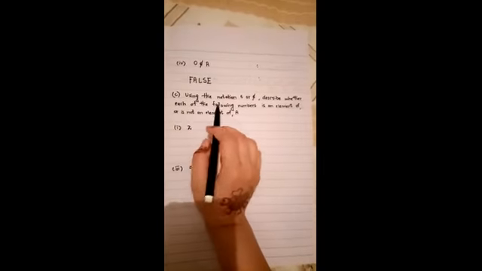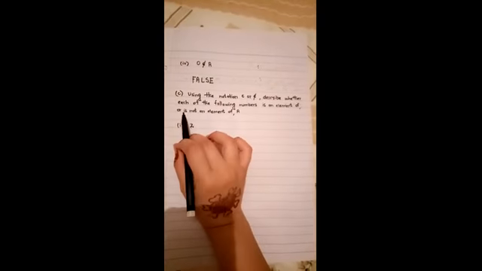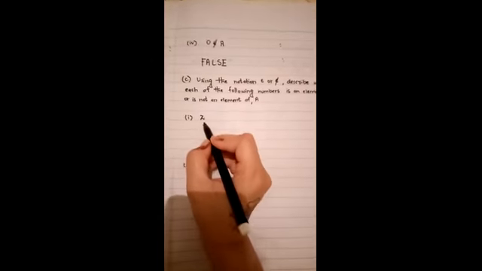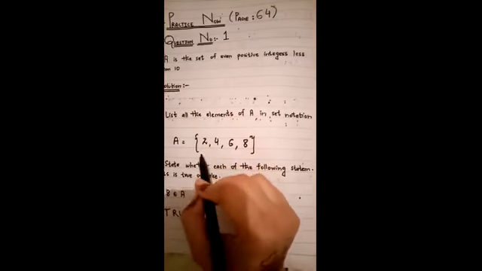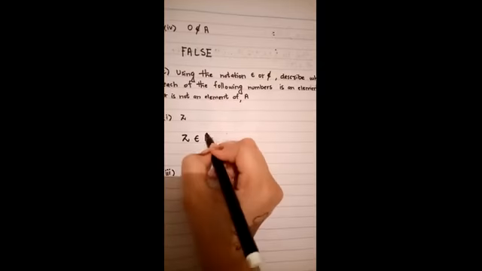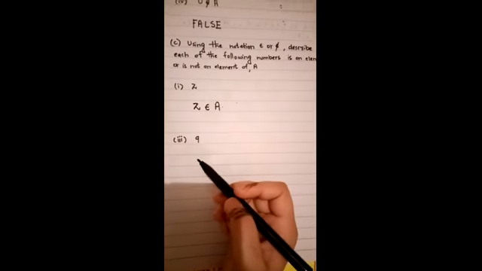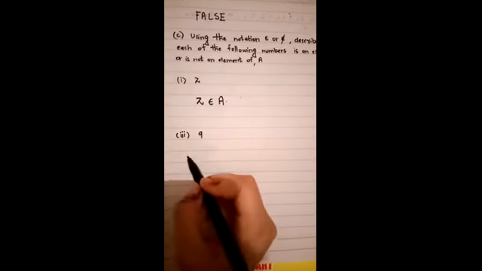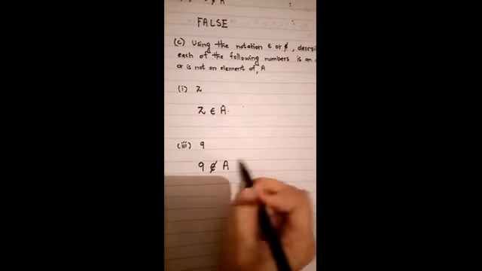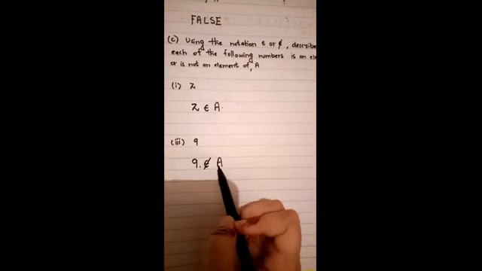Question number C. Using the notation belongs or does not belong, describe whether each of the following numbers is an element of or is not an element of A. 2: we can see that 2 belongs to A, because 2 is included in set A. So 2 is an element of A. Now 9: A is the set of even positive integers, so 9 does not belong to set A. We can see that 9 is not present in set A. So 9 is not an element of set A.